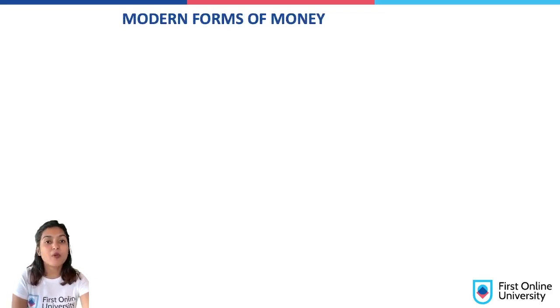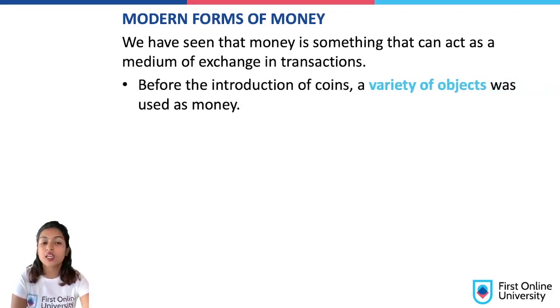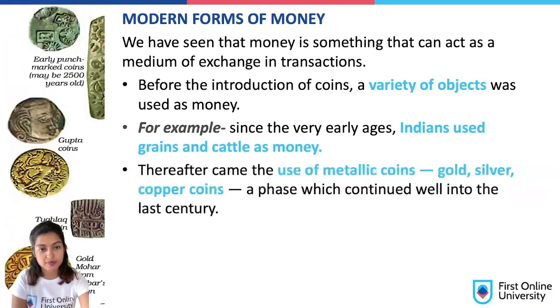Let us see the modern forms of money. We have seen that money is something that can act as a medium of exchange in transactions. We have evaluated that scenario in the previous slide. Before the introduction of coins, a variety of objects was used as money. For example, since the very early ages, Indians used grains and cattle as money, that is cows and domestic animals.